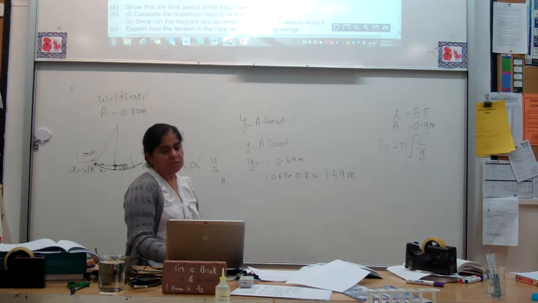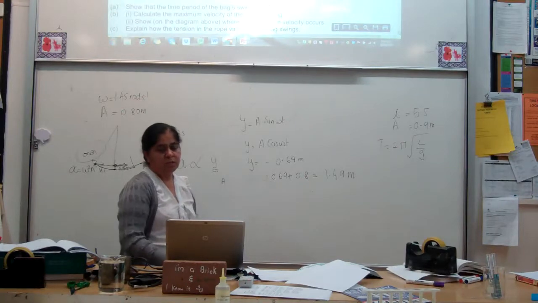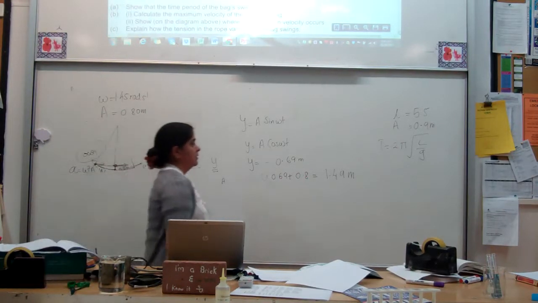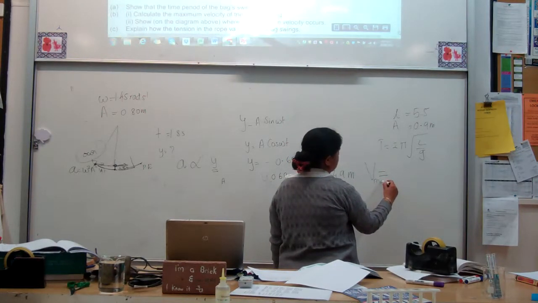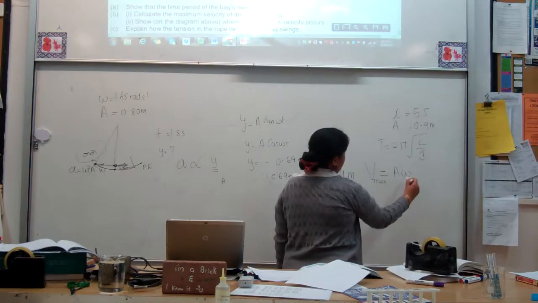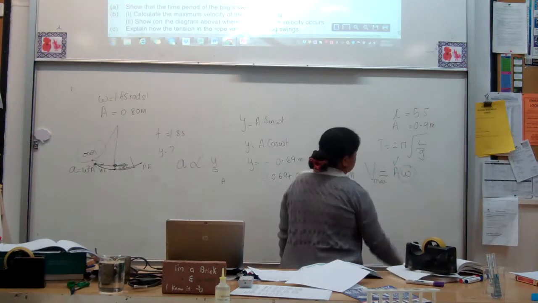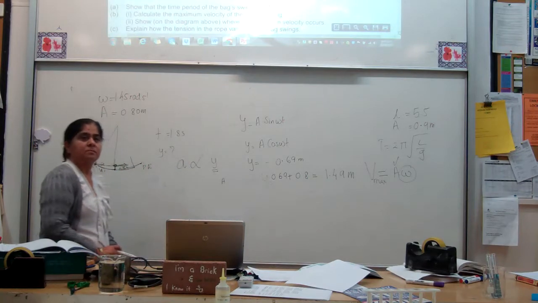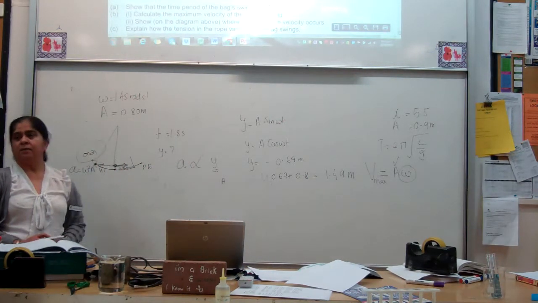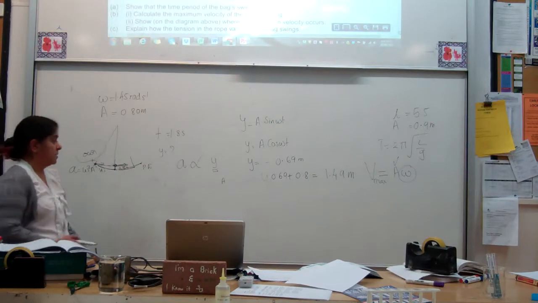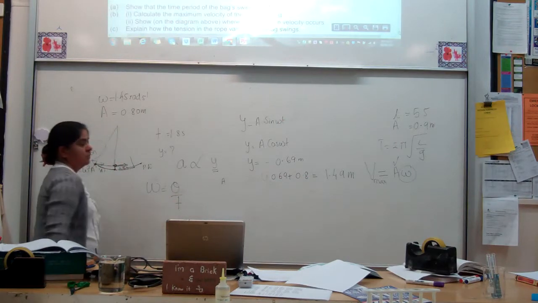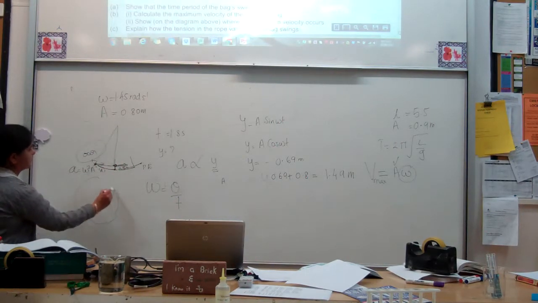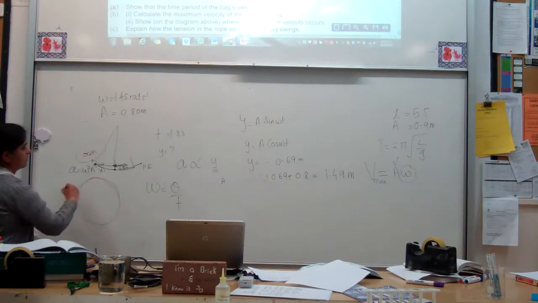Calculate the maximum velocity of the swinging bag. What's the equation for maximum velocity? V max is A omega. I know A, I don't know this. How do I get omega? Omega is theta over T. But what is theta? Full cycle. 2 pi, 1 full cycle.